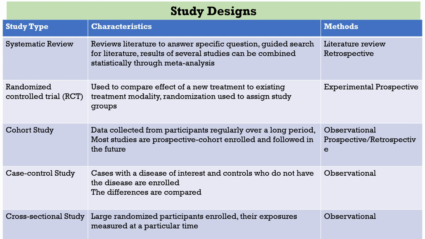In a randomized controlled trial, this is mostly in clinical research where we are able to compare the effect of a treatment against the existing treatment modality, and this is a more experimental, prospective design. In a cohort study, the participants are monitored over a period of time, and in some cases they can be followed after the treatment intervention has been implemented. So the methodology there is more observational.